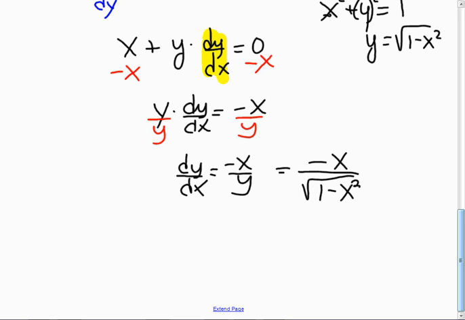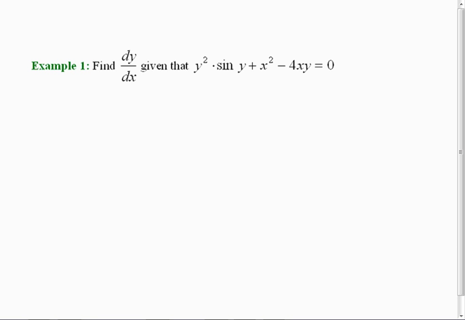Solve for it, because that's what you want to find. Remember what dy dx is? Find the derivative of y with respect to x. No, I could do it with time. I could even find the derivative with respect to y. You have to read the directions. Okay, let's try that fun one.